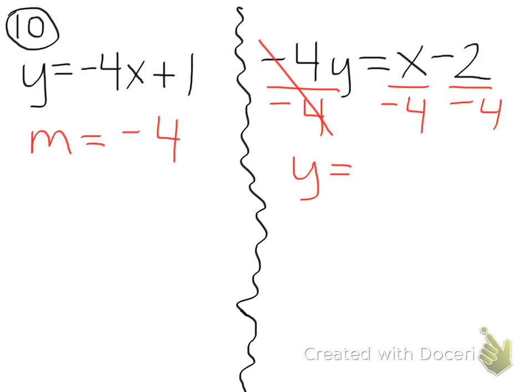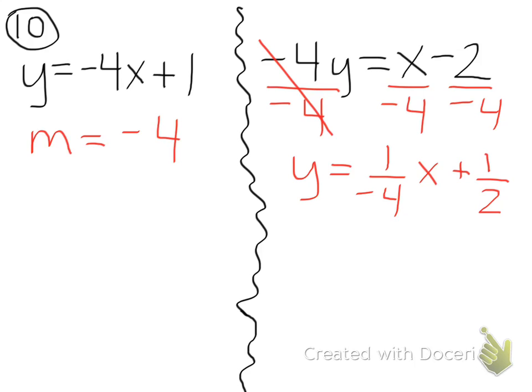I'm going to write it like this, negative 1/4 x, and then a negative 2 divided by a negative 4. If we could simplify that, negative divided by a negative is going to be a positive. And then to simplify 2/4, that's going to be 1/2. So now let's look at our slopes.